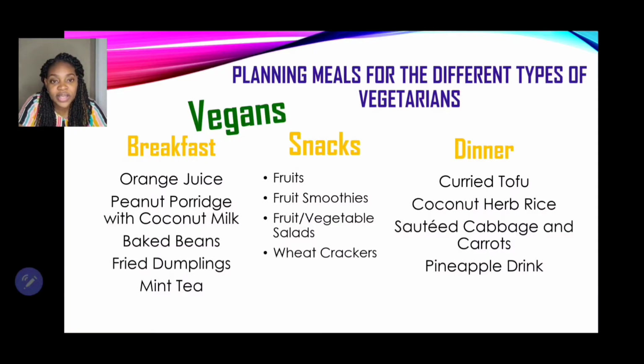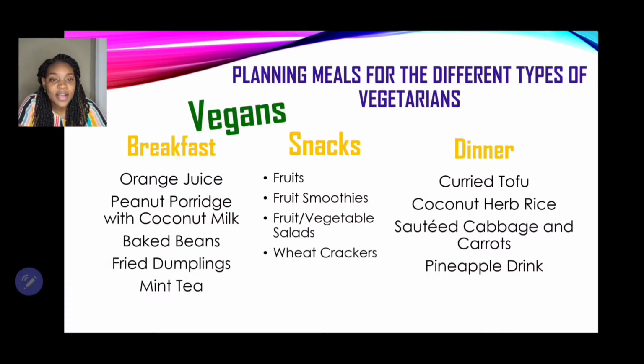So we have orange juice there, then peanut porridge with, it's very important for us to put the type of milk that we're using, or some persons may say it's coconut juice actually, right? So we have peanut porridge with coconut milk there, baked beans, and also fried dumplings, which is a suitable carbohydrate for breakfast, and also mint tea. So we went herbal because we're staying away from any form of dairy products that we could have used for beverages, right? Let's put it that way.